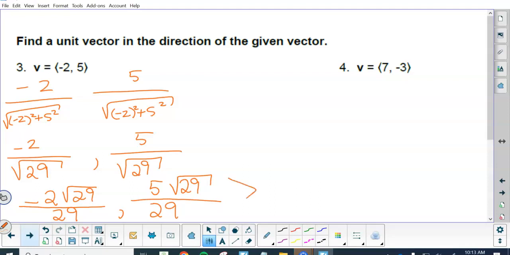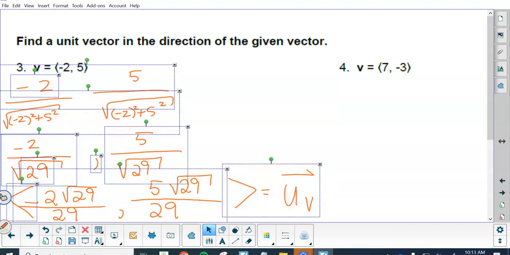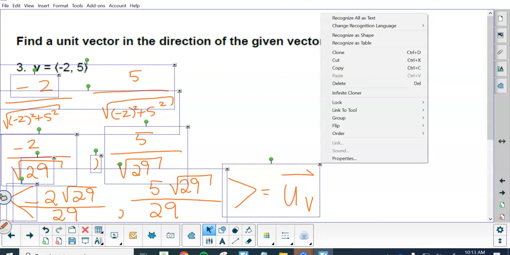So remember, this is component form, and this is a unit vector in component form. Any questions on that? Jennifer, are you good on why I separated it?